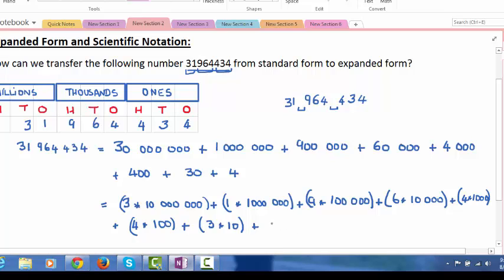Plus 4. And I will tell you now, this 4 is not multiplied by 10 here, it's like 4 times 1, and 10 exponent 0 replaces the 1. There is a lesson coming when we get to exponents, where I'm going to show you how 10 exponent 0 equals 1. So let's continue now.